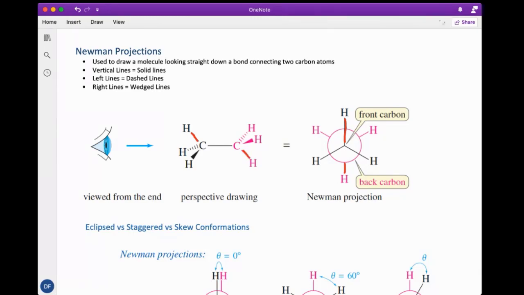If it's on the right side, they will be a wedge right here. And if it's on the left side right here, they will be a dash. That's if you're looking at it from the left side. It would be reversed if you're doing it from the right. But in this lecture, we'll be looking at things from the left.